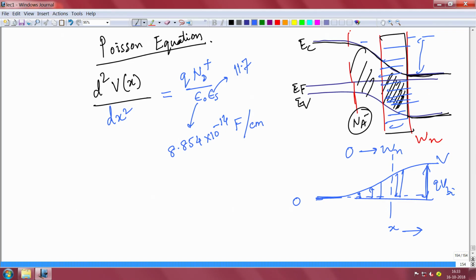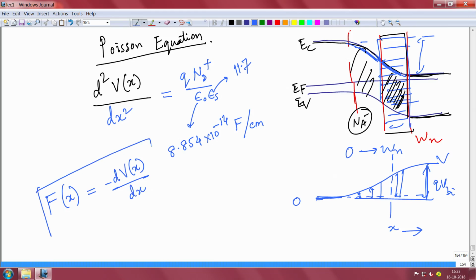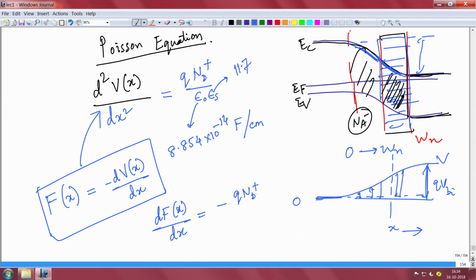Okay. Now, I have to solve this Poisson equation to essentially get V, but before that I can say that the electric field, and that might be a function of x also, there is an electric field in this region. In this region there is a field because there is a slope. There is also an electric field here, there is a slope here. So, the electric field is nothing but the negative of the gradient of potential, if you recall, right. So, I can plug this here and I can say that dF by dx is equal to minus q Nd plus by epsilon naught epsilon s.